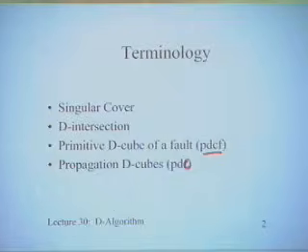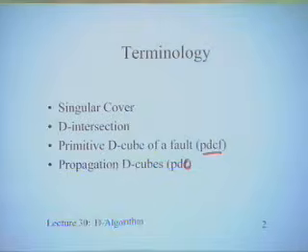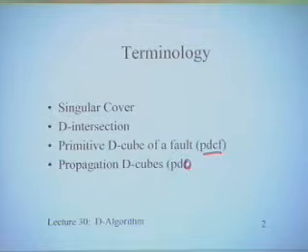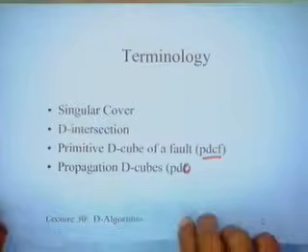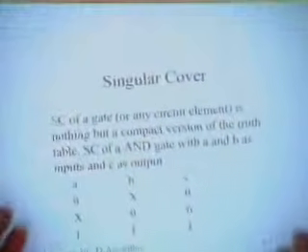So before we take an example and illustrate the steps, let me introduce some of the terminology that is associated with it. So we have what's called singular cover, D intersection, primitive D cube of a fault, and propagation D cubes. I will take up each one of them. Primarily all of them revolve around the singular cover. The singular cover actually is nothing but the truth table, which is written in a slightly compact form.